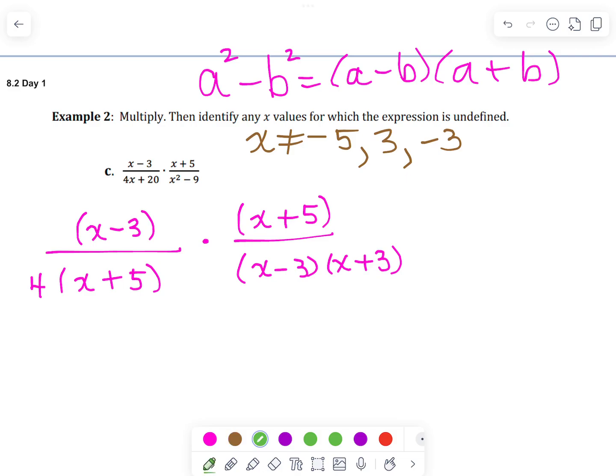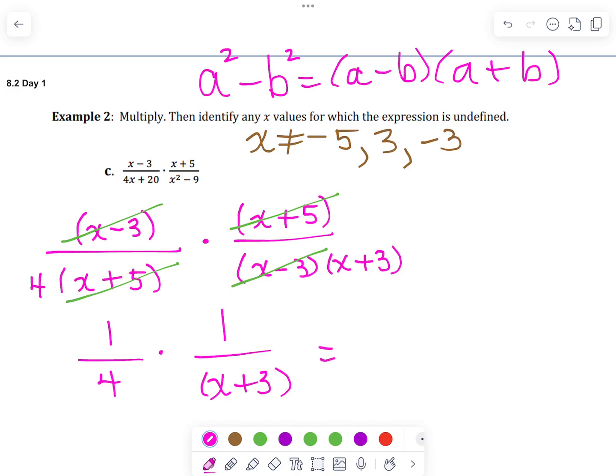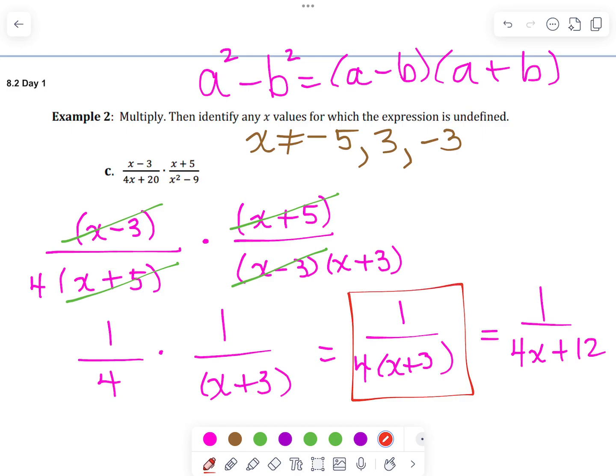Now we're ready to start canceling. So we have a common factor of x minus 3 and x plus 5. So what's left is 1 over 4 times 1 over x plus 3. Now we multiply across. So 1 times 1 is 1, and then 4 times x plus 3. You can also distribute that 4 if you want to, so you get 4x plus 12. I'm okay with you leaving it in that first form.